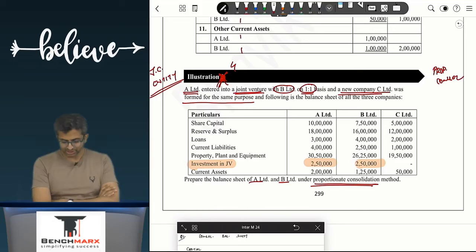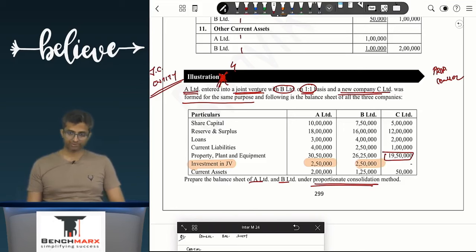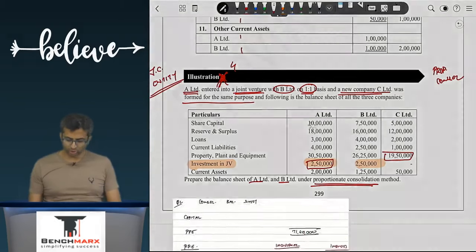So when I prepare the consolidated balance sheet of A, I will take over PP of C, 1950, half of it, 9,75,000. But when I proportionately consolidate the PP, will my investment still appear, or should this investment be eliminated? Eliminated. So you can do it in multiple ways.